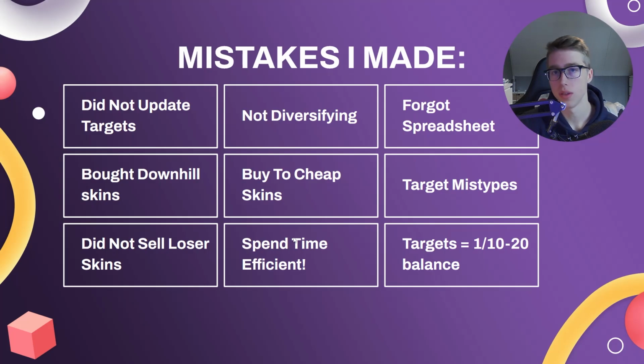Spend the time efficiently. If you don't have any money anymore, only spend time on the targets, on the selling. Don't spend time thinking, oh, let me look at this skin, this skin, this skin, if you don't have any money. I hope you understand what I mean. Also with the targets, just don't make targets of $1 when you have $1,000. Those are all the mistakes I made. I hope you can learn a little bit from them.